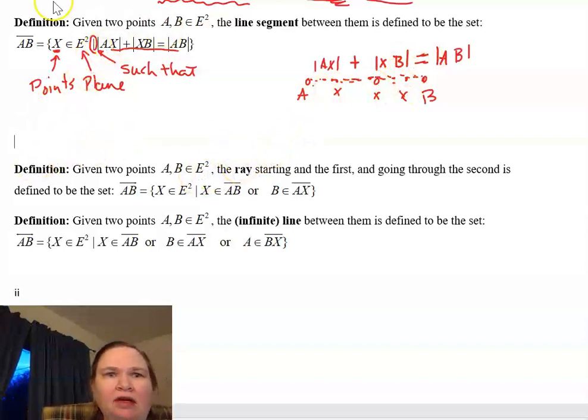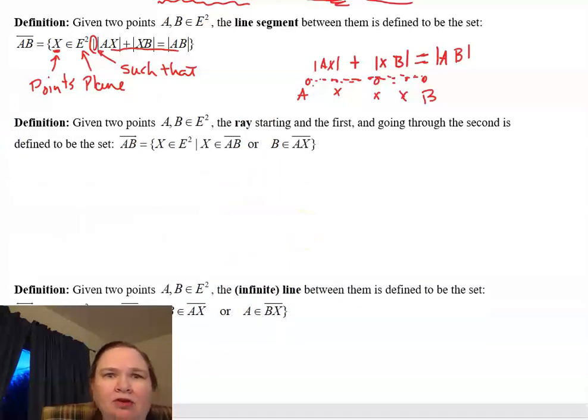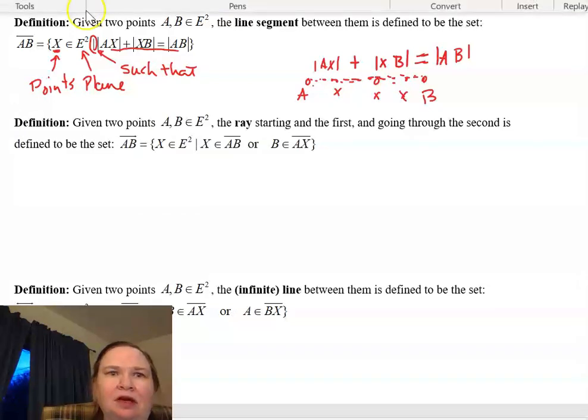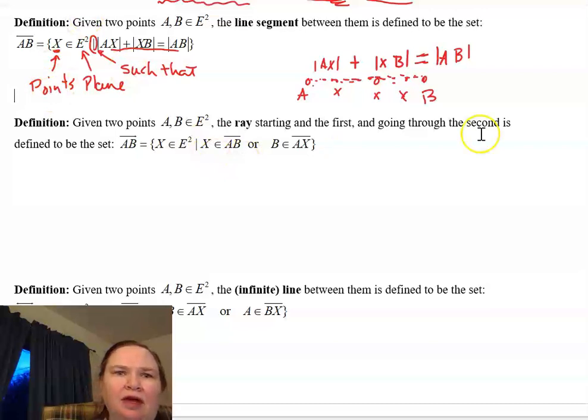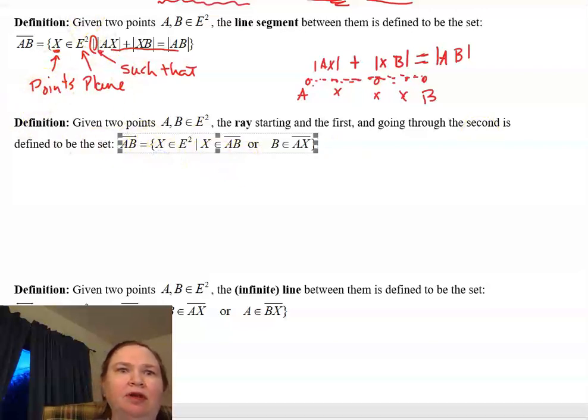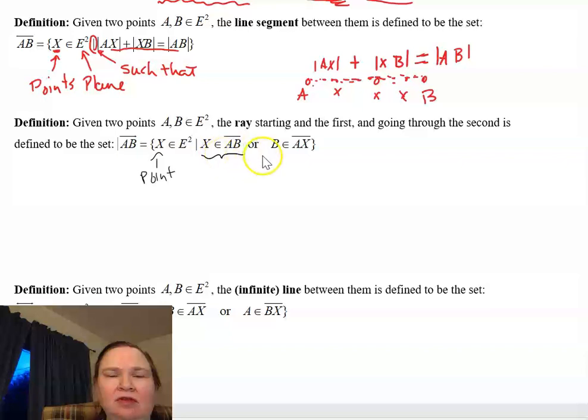Now we're going to take that definition of a segment and use it to define a ray and then to define an infinite line. So here's my set builder notation again. It says that if I have any point here that satisfies either of these properties, that's what "or" means here. If x satisfies either of those properties, then it's on the ray.